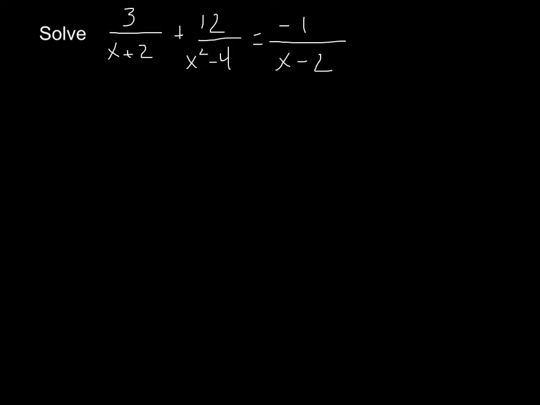All right, so we're going to solve this rational equation right here. Our first step is to factor all denominators as much as possible. So here, that's completely factored. Right here, we could factor some more in here. X minus 2 is completely factored.